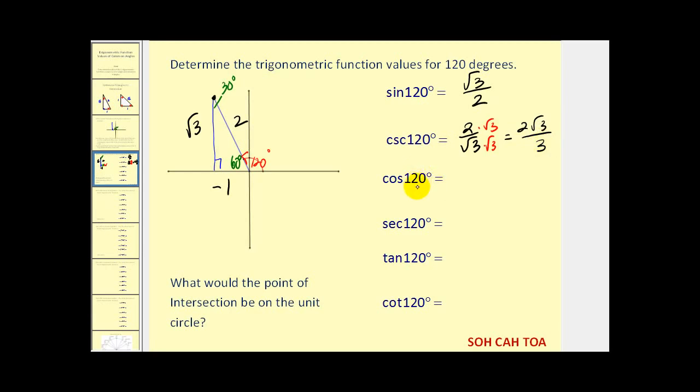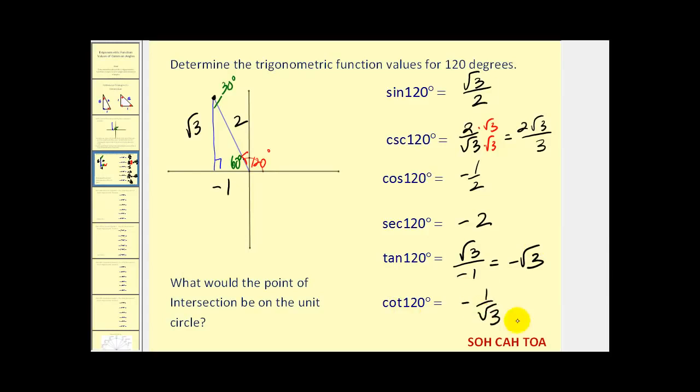The cosine of 120 degrees would be the cosine of this green angle here, which is adjacent over hypotenuse, -1/2. And since secant is a reciprocal of cosine, this would give us -2 over 1, or -2. And for the tangent of 120 degrees, it would be the ratio of the opposite side to the adjacent side, or square root 3 divided by -1, which equals negative square root 3. And the reciprocal for a cotangent of 120 degrees would be -1 over square root 3.